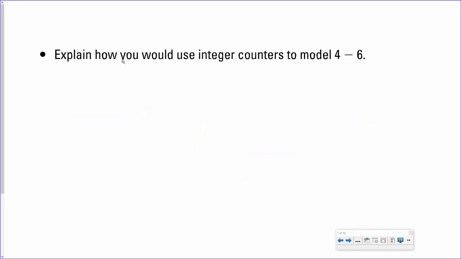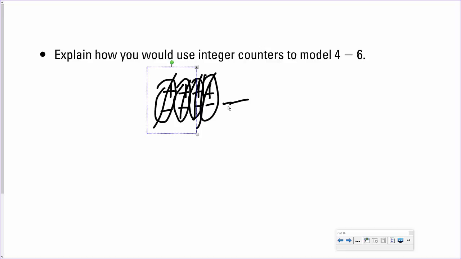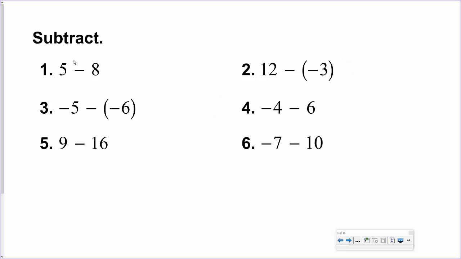So how would you use integer counters to model 4 minus 6? If you think about 4 counters, I have 1, 2, 3, 4, right? And then I have 6 negatives: 1, 2, 3, 4, 5, 6. Oh boy, sorry about that one. But in any case, these will cancel out. And remember, this was actually 2 of them, right? So the answer equals 2, but with the negative sign, it's negative 2. Now I want you to take a moment and try to figure these out.